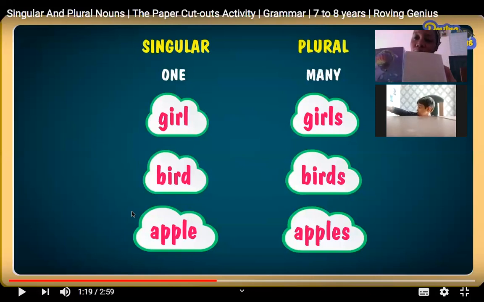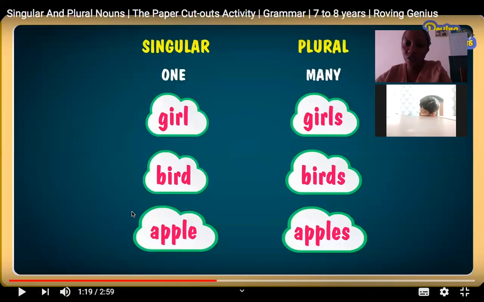Two book. I can't hear, louder. One book. Two book. No, not two book. You put S, two books. When there's two, you say books. When there's two, what do you say?